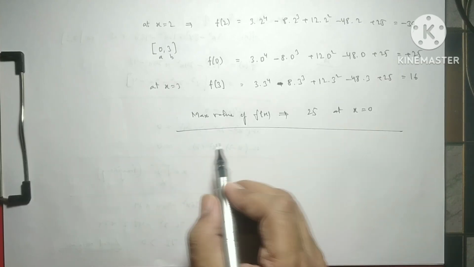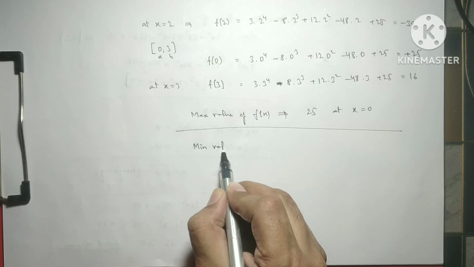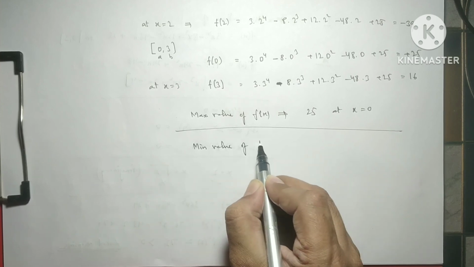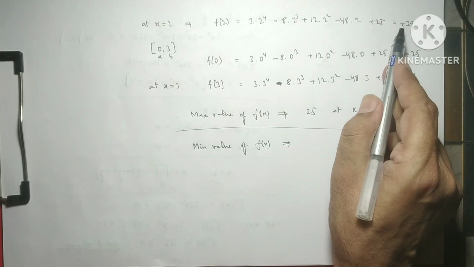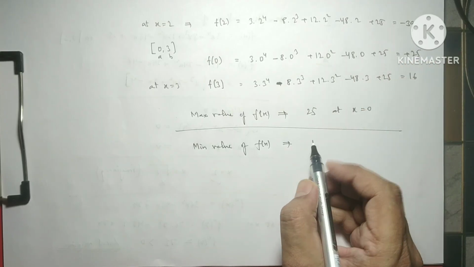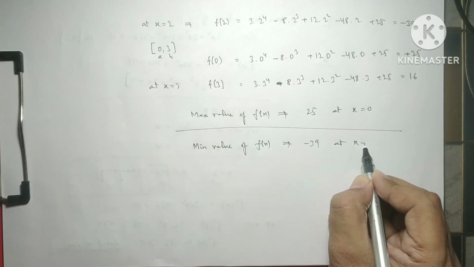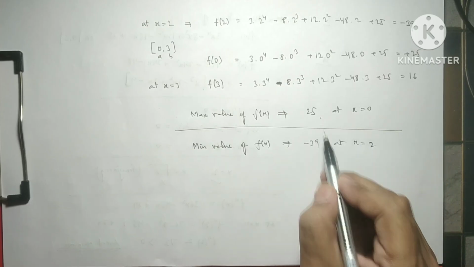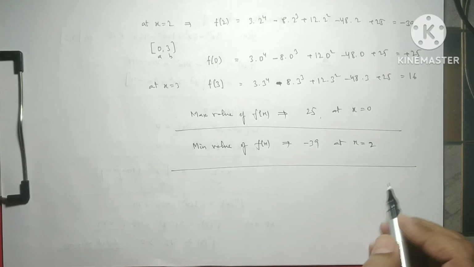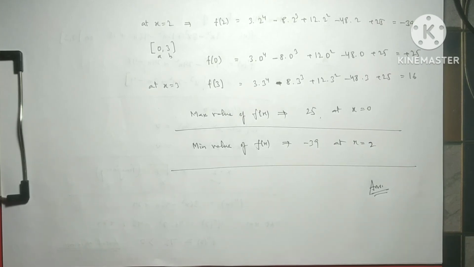And the minimum value of the function on the closed interval, that is the minimum value is minus 39, at x equals 2. So you get these two values. So this is the answer of the working method. I think you understand very well.